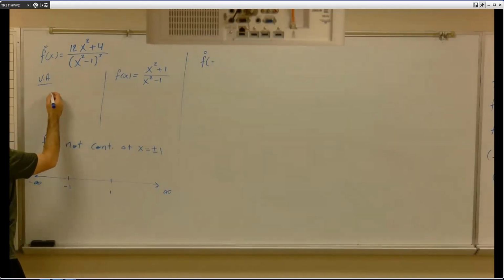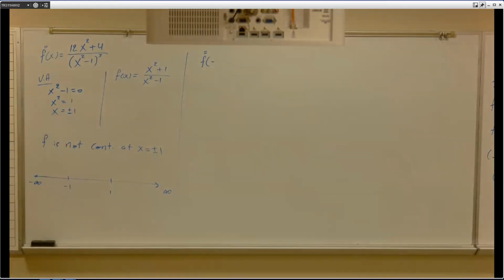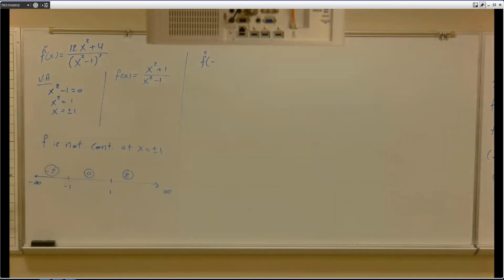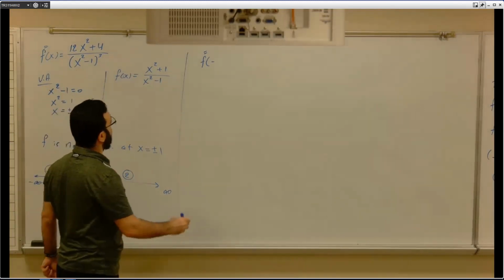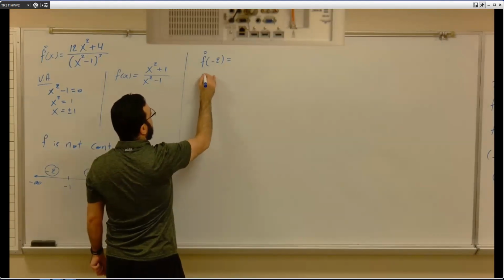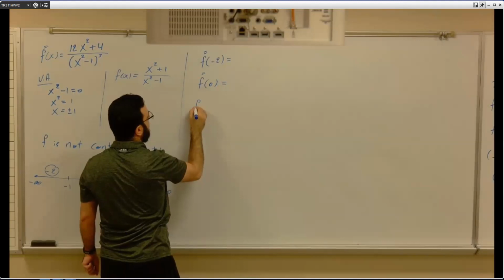So it will be x squared minus 1 equals 0. That means x squared equals 1. So x is going to be plus or minus 1. We're gonna test the second derivative. I'm gonna take -2 here. We can take the 0 here. We can take the 2. We're gonna plug in -2 for the second derivative, and then the second derivative at 0 and the second derivative at 2.